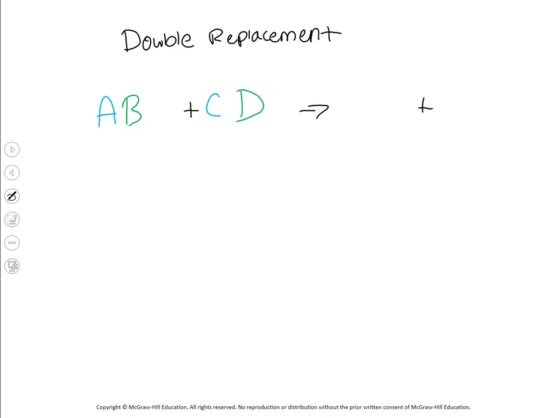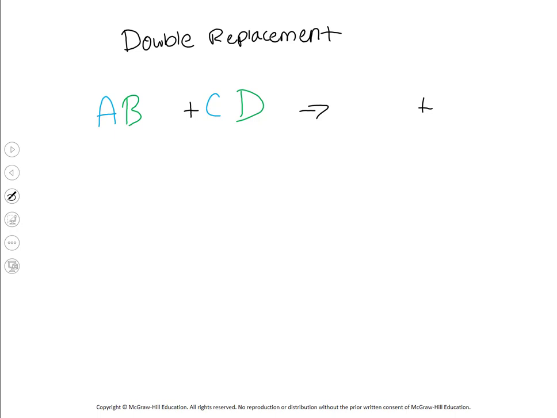Can you put two cations together? No, why not? Same charge repels, right? So I cannot put A and C together. They're both positively charged. They won't like it. But double replacement, what do you think I'm going to do? Good. I'm going to switch partners, okay? This is a square dance. Do-si-do. Switch partners. Here we go.